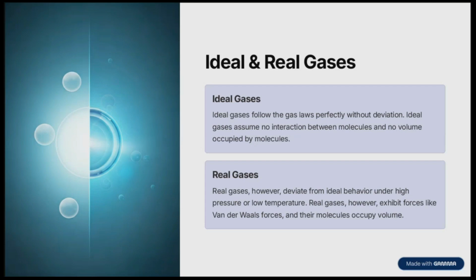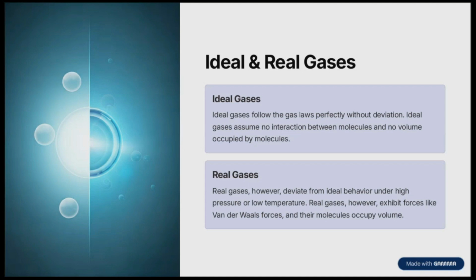Ideal gases are gases that completely obey the kinetic molecular theory of gases. They completely obey every single aspect of the theory.